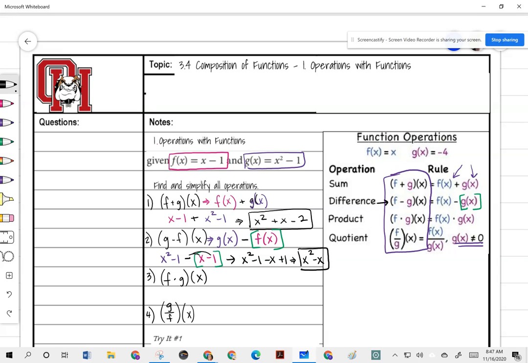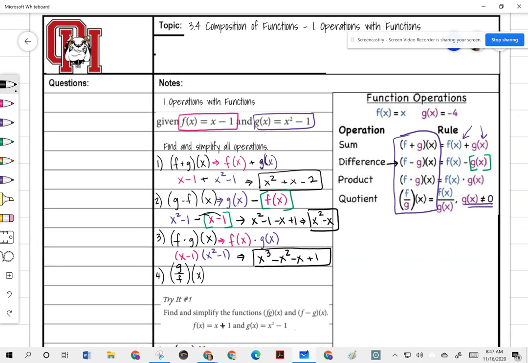Then we just need to simplify, combine like terms, and it looks like we just have x squared minus x as our result. On 3, we are just supposed to multiply. So you're taking the f of x function and multiplying it by the g function: x minus 1 times x squared minus 1. I trust that you could multiply that out and combine like terms, and you are going to get x cubed minus x squared minus x plus 1.